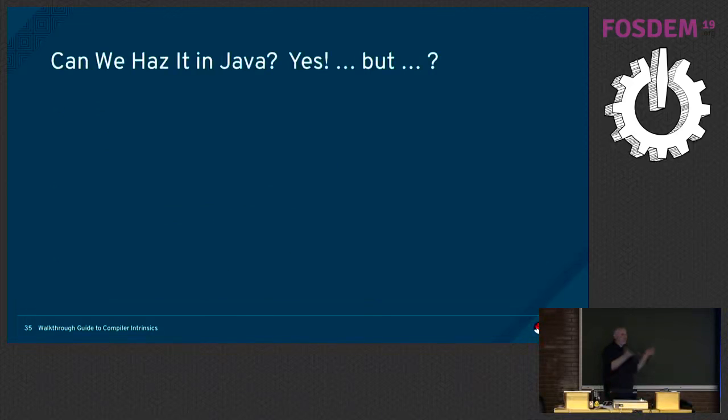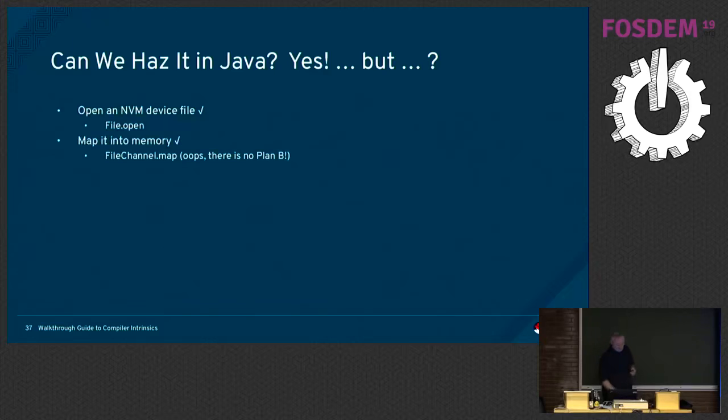So that sounds great. Why don't we do something like that in Java? And that's what I wanted to prototype, and I worked with our transactions team to do it. The problem is it doesn't really work well in Java. You can open a device file using file open, that's fine. You can map things into memory, except that if you use the file channel map method to do that, it doesn't know about the map sync flag. That's not built into the underlying implementation in the JVM at the moment. So there's no plan B option.